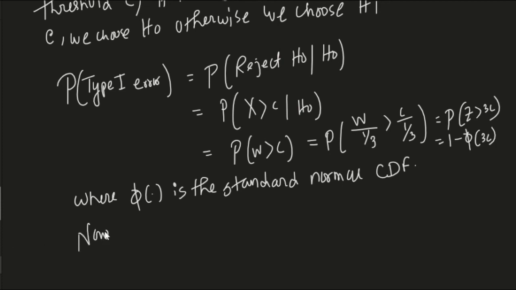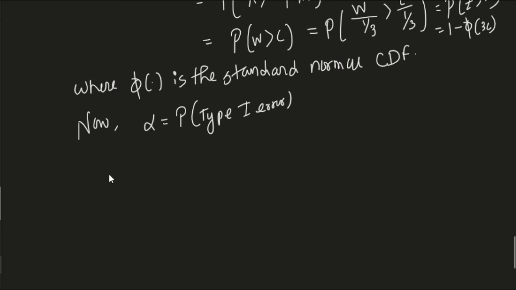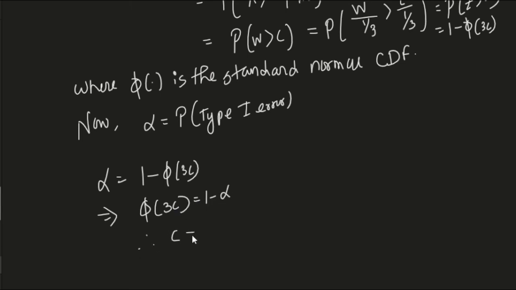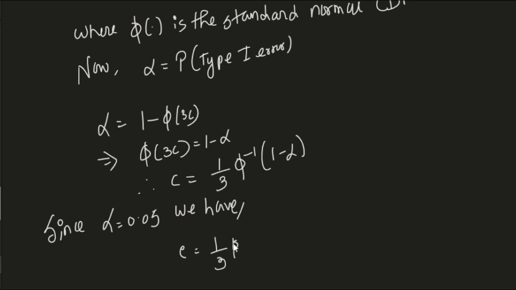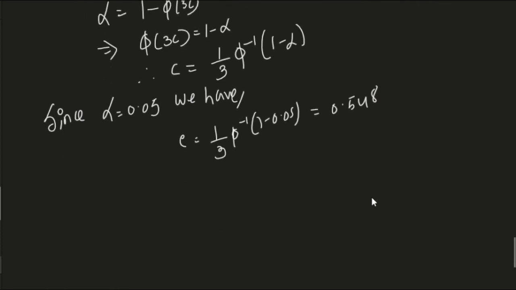Now the type 1 error's probability is usually the significance level, so alpha equals this, right? Therefore c is basically 1 upon 3 phi inverse of 1 minus alpha. Now when we let alpha equal 0.05, we have c equals 1 by 3 phi inverse of 1 minus 0.05, and if you calculate this, what you get usually after dividing by 3 is 0.548, which is the threshold. So our test is complete.